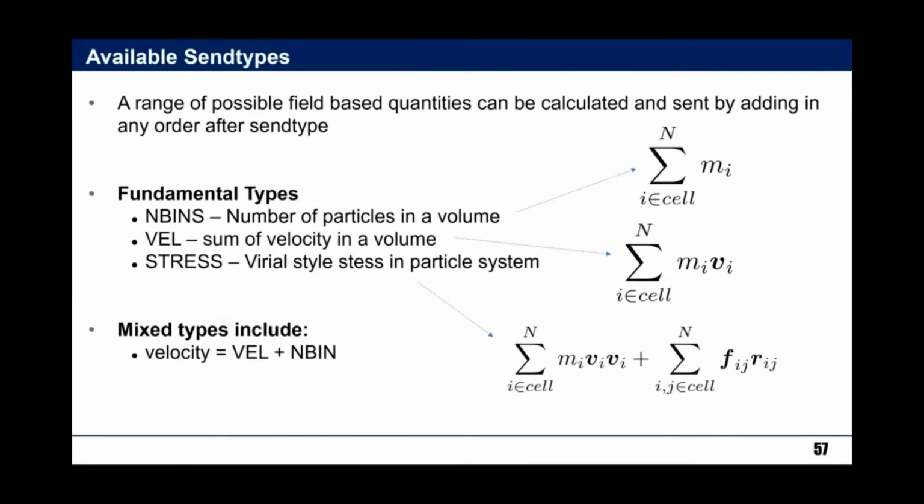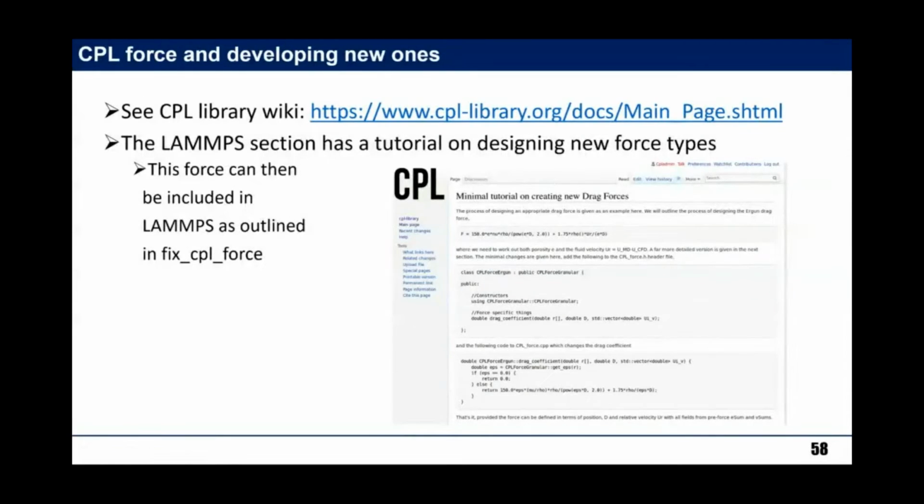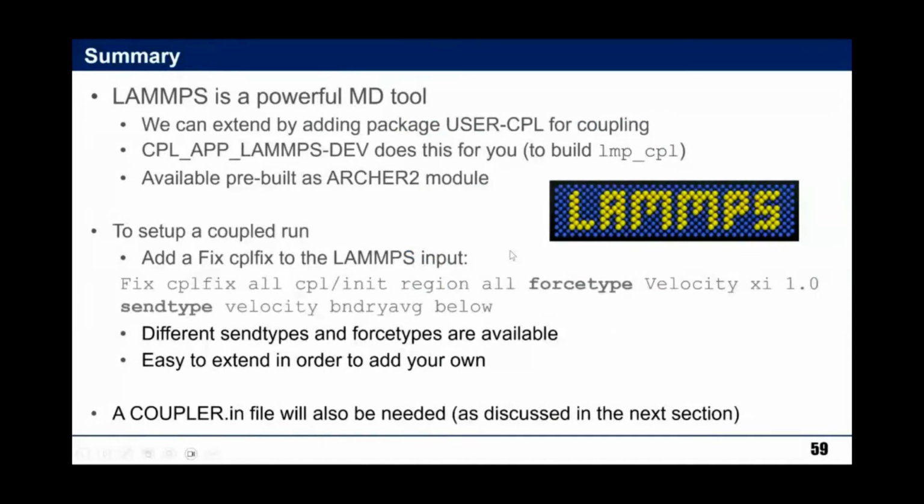Okay, and then in terms of the send type, so the averages you can provide back to the CFD code, you can choose whether you want to do n-bin, so that's the density within the system, the velocity within the system, or momentum, or you can calculate the stresses and send those stresses to the CFD code. Generally speaking, most of the time we want to do the velocities and the number of bins, and that's what we call a mixed type, and there are these shorthand versions defined. If you want to develop new ones, as I mentioned, there's a tutorial on the website.